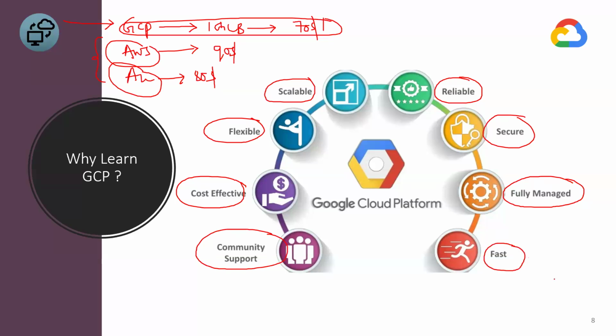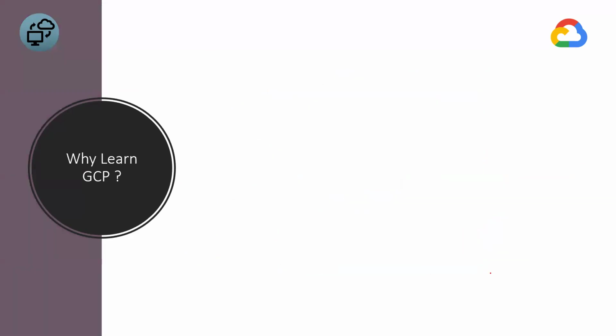These services are very fast. See, because of this reason, most of the companies have started using GCP for their projects. It has very good community support, and these services are cost effective. And one more thing is that it is flexible, scalable, reliable, secure, fully managed, and fast. So this is what it is.